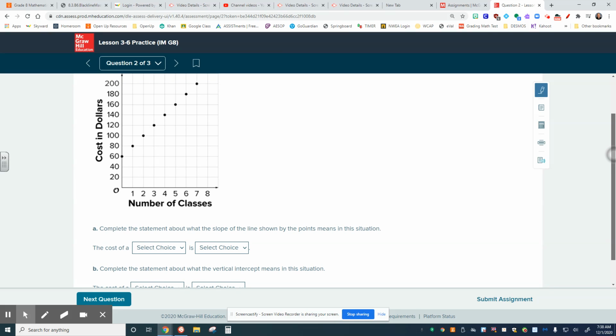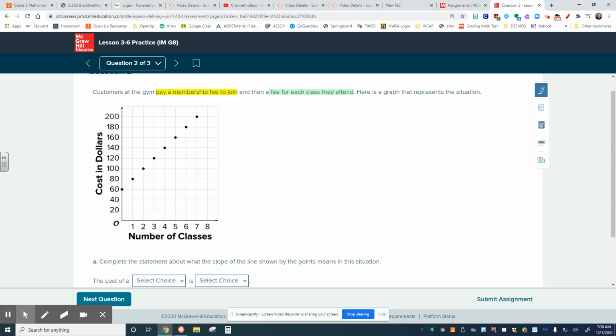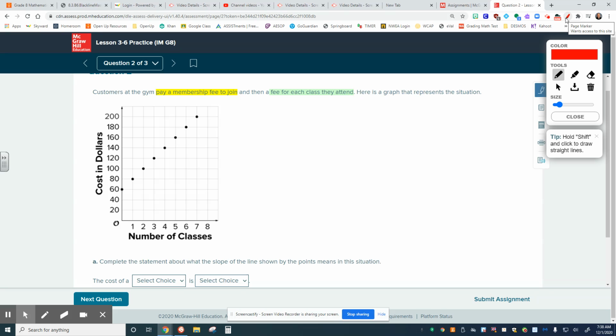Let's recognize a couple things from the graph before we answer the questions. I see that my graph begins right here at 60. I see that I am increasing $20. So I know this is dollars and I know this is classes, and it looks like it's $20 for every one class. So I see that my slope with this is going up 20 and over 1.